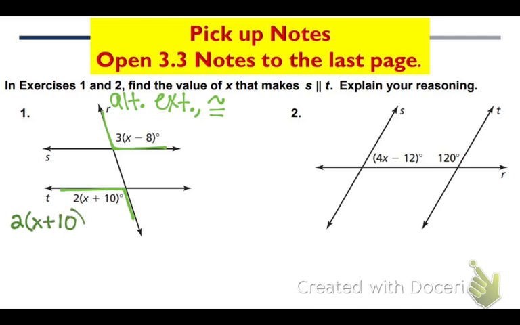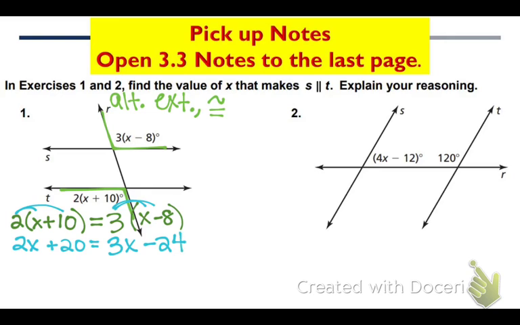So 2 times x plus 10 equals, what is it? 3 times x minus 8. All right, so then what's my first step? Distribute. So 2 times x is 2x. 2 times 10, 20. 3 times x, 3x. 3 times negative 8, negative 24.